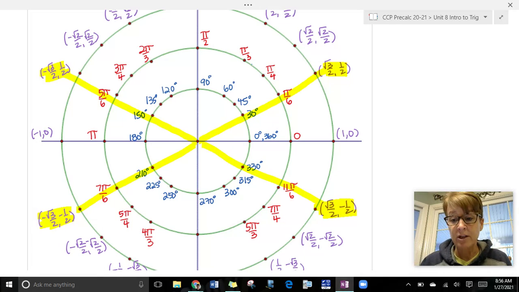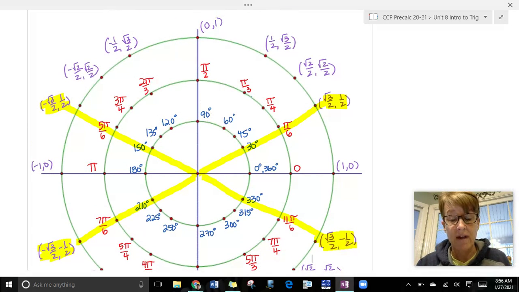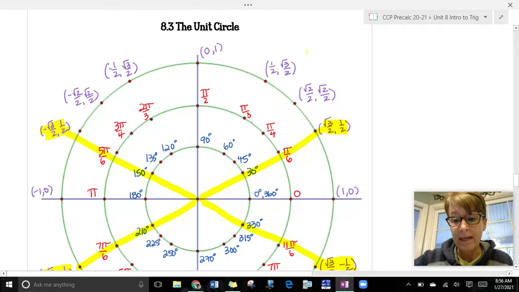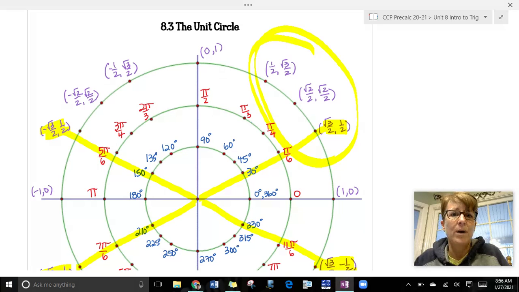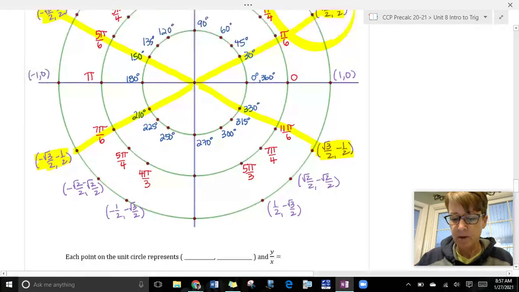So when I ask you to memorize this or to know these values, really all we need to know is that first quadrant. Because if you know that first quadrant, you know the 30, the 45, the 60, then all of the other quadrants follow suit. All we'll have to do is change positives and negatives depending on the quadrant of the angle. Okay, so scroll back down.